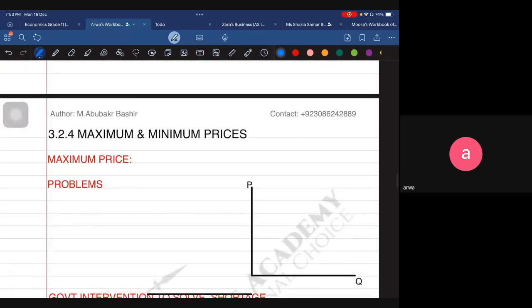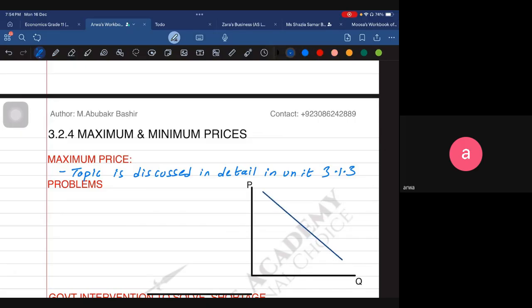Okay, so maximum and minimum prices. The maximum price concept is also talked about. We talked about this concept when we were doing 3.1.3, right, after that. In detail, but I'm going to make the graph very quickly and we're going to talk about the problems here. The problems are a bit technical ones that we will be discussing.